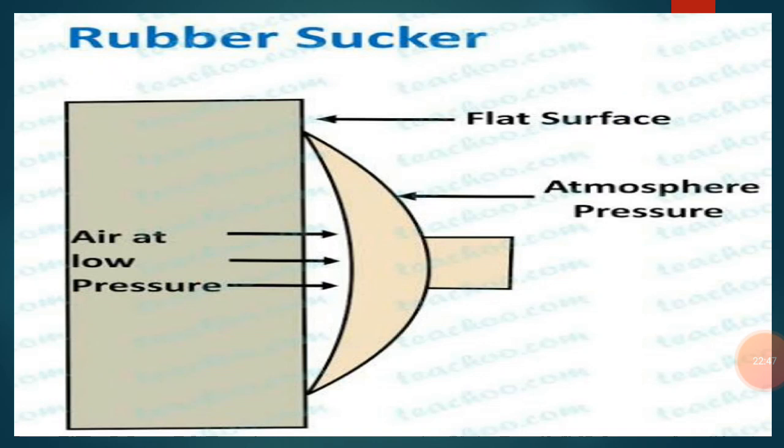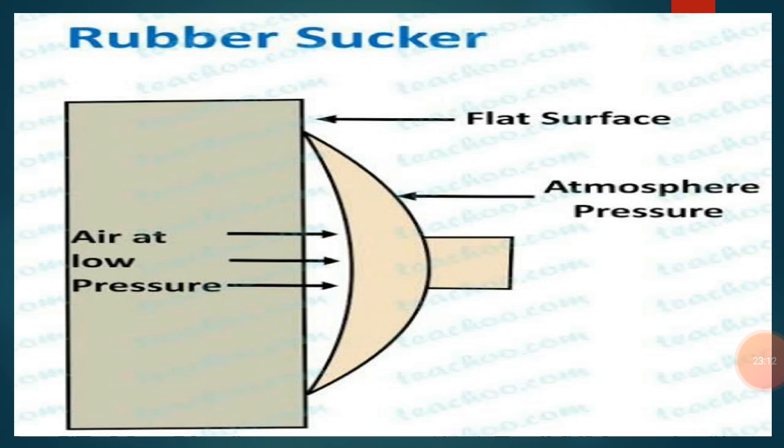Now the next one is about the rubber sucker. Now we are going to talk about the rubber sucker. First of all, let us know what a rubber sucker is. A rubber sucker is a device mainly made of rubber or plastic that sticks firmly to a flat or smooth surface on pressing, and when we press it on a smooth or flat surface, it gets stuck firmly.